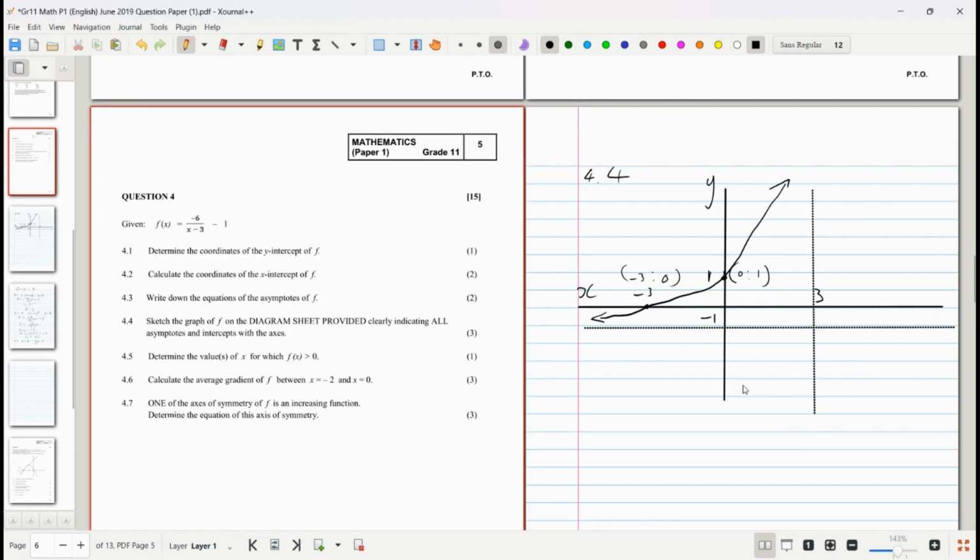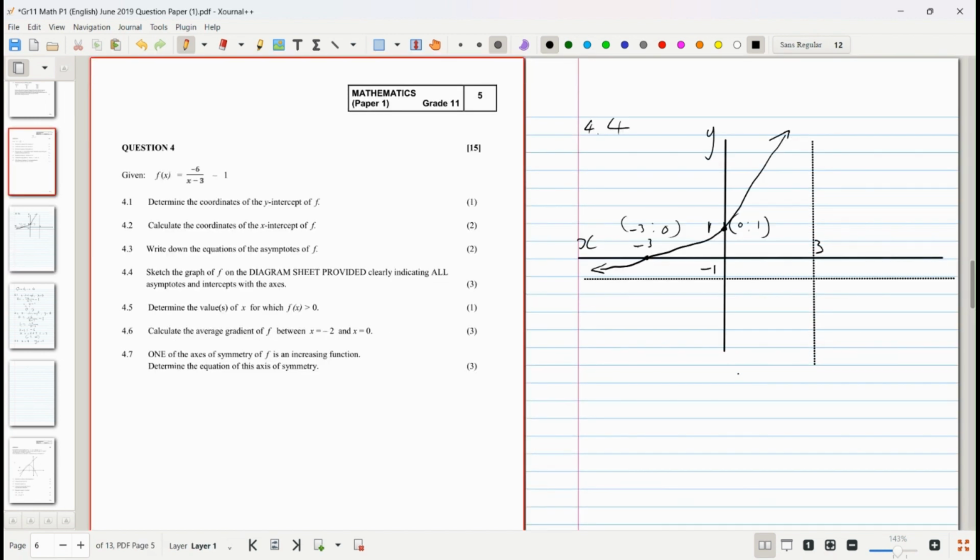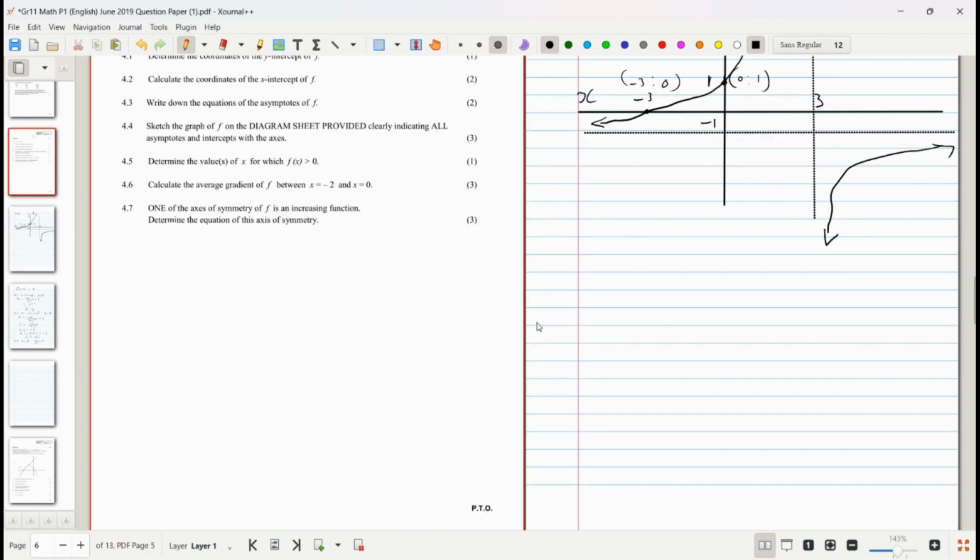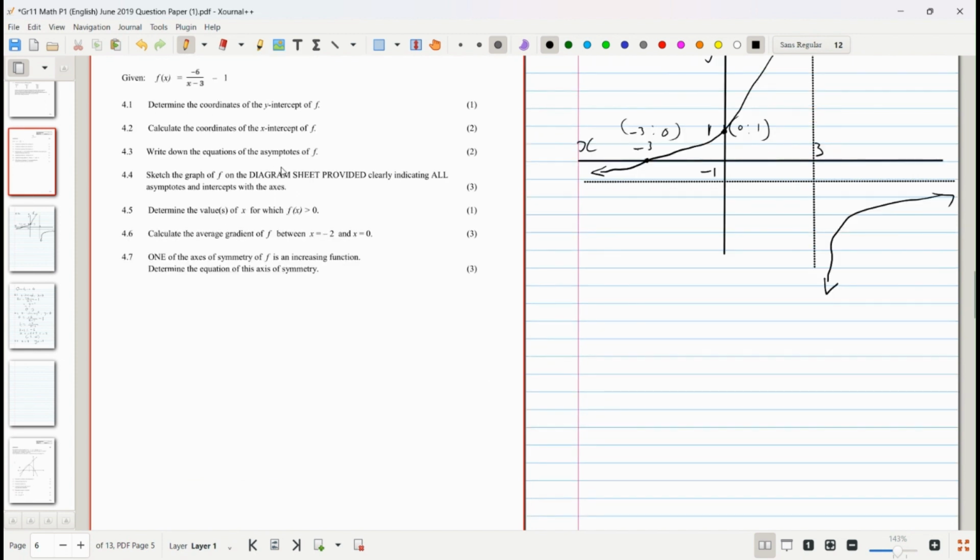Okay, and the other one, this is our graph of f. So we showed our intercepts, both y and x intercept, and we also showed our asymptotes. This is our asymptote. So you get the full marks if we showed everything.